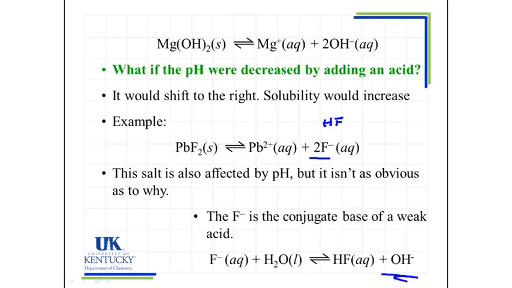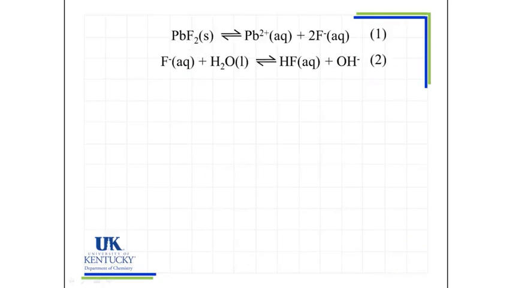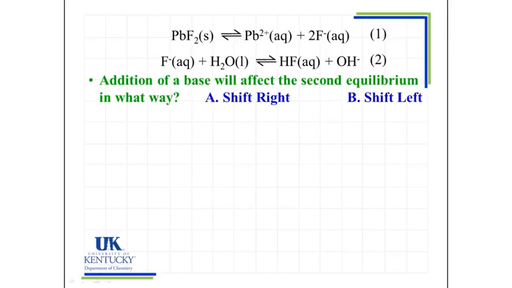Now this equilibrium here is obviously going to be affected by pH, because as we change the pH, we're changing the amount of OH minus. So let's walk our way through this consideration with some questions. So both of these equilibria are involved. We've got the lead fluoride, an insoluble salt, dissolving, and we have the F minus of that salt undergoing ionization with water. So if we add a base to the solution, what effect will that have on equilibrium number 2?